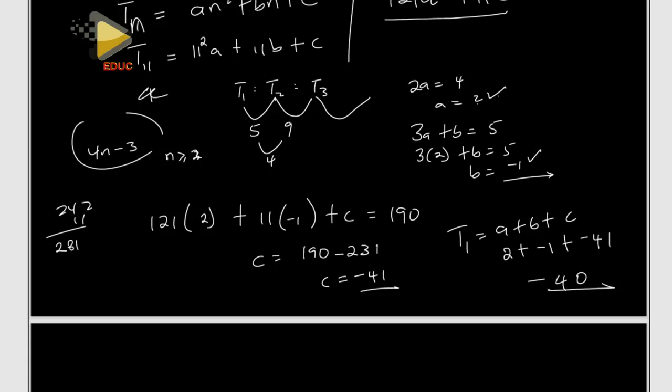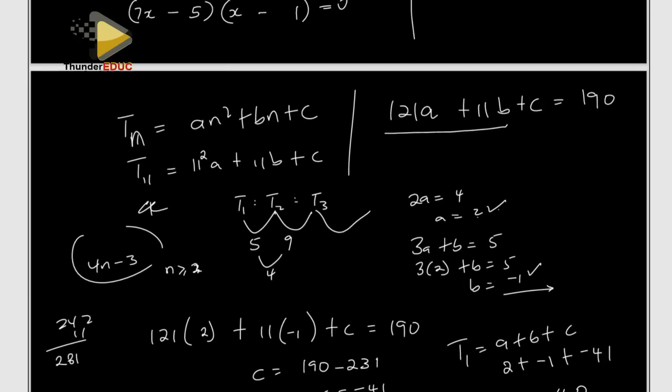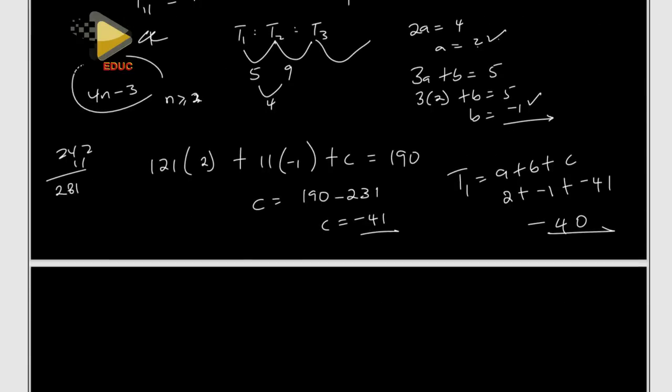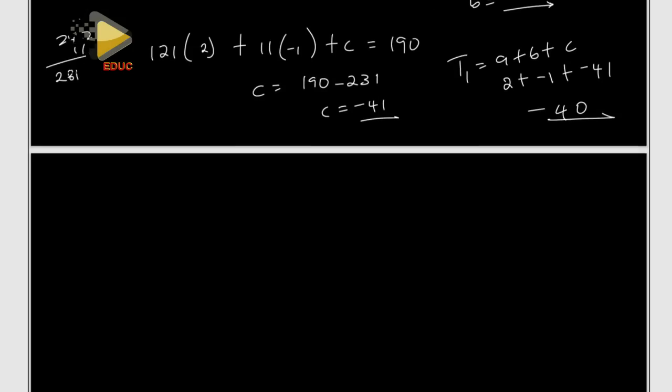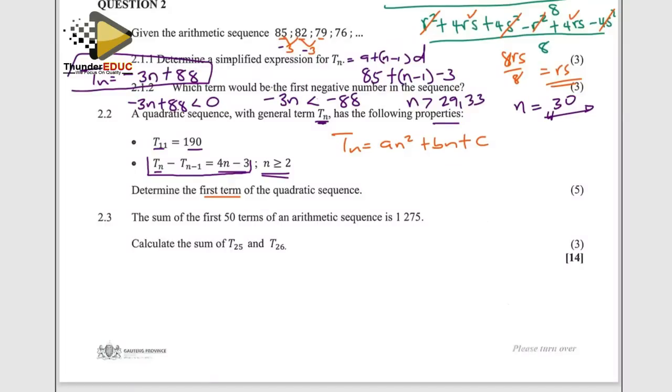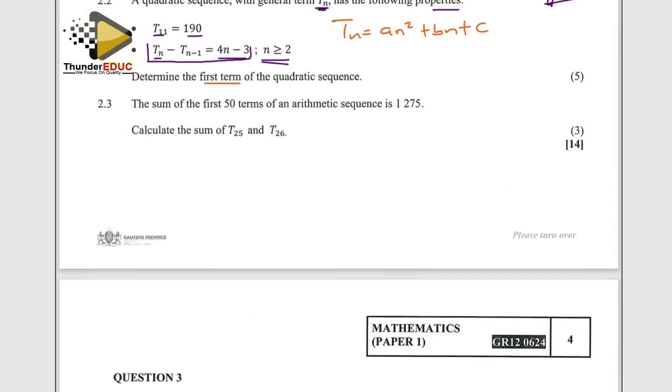Oh, alternatively, you can just substitute into the Tn formula since you have your Tn. So it's going to be 2n squared minus n minus 41. Then put a 1 there. You get the minus 40. I don't know. That's what I'm getting anyway. So you'll confirm if there's any errors. Please feel free to slot your comments down there.